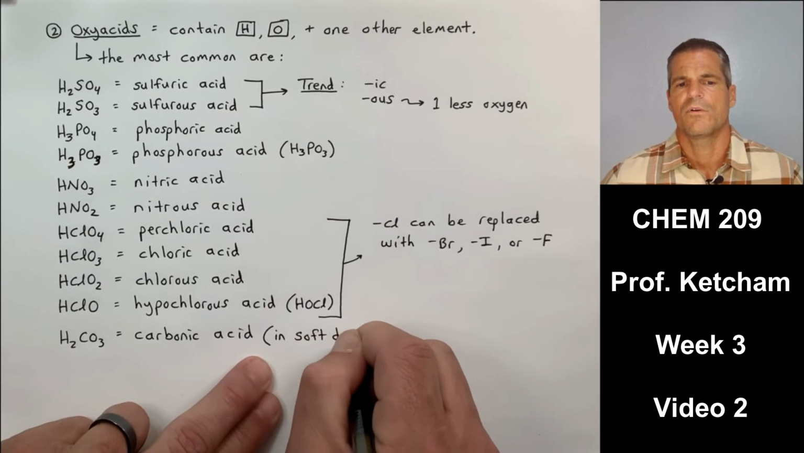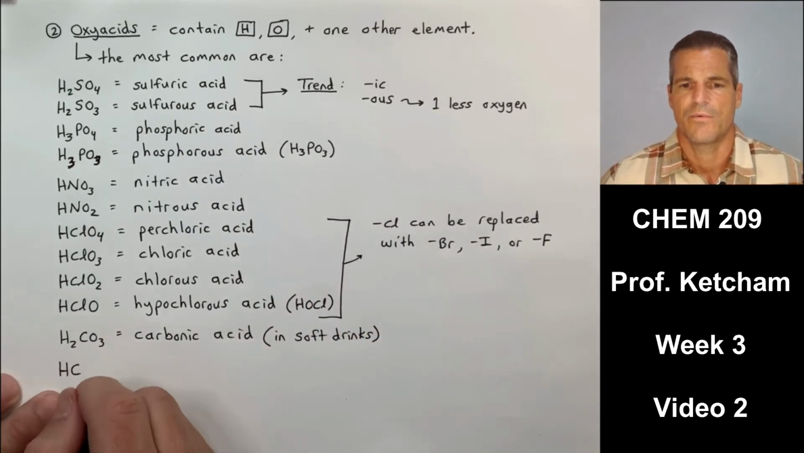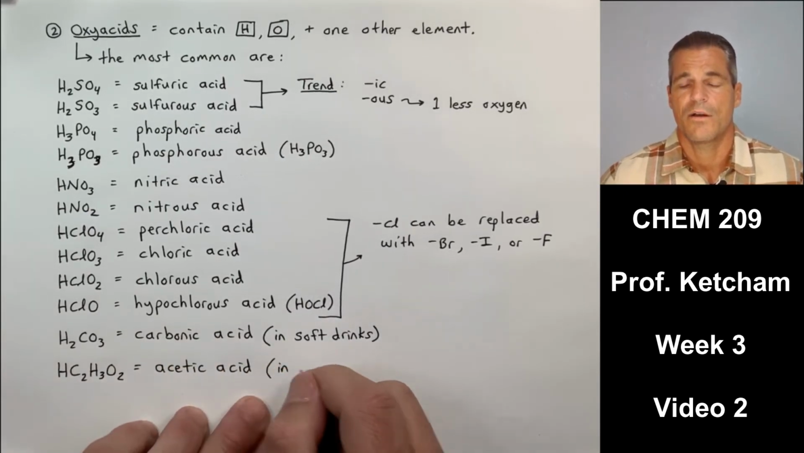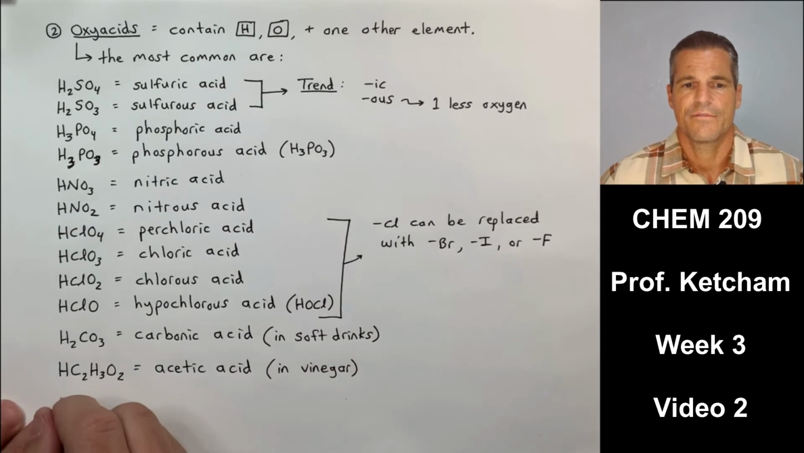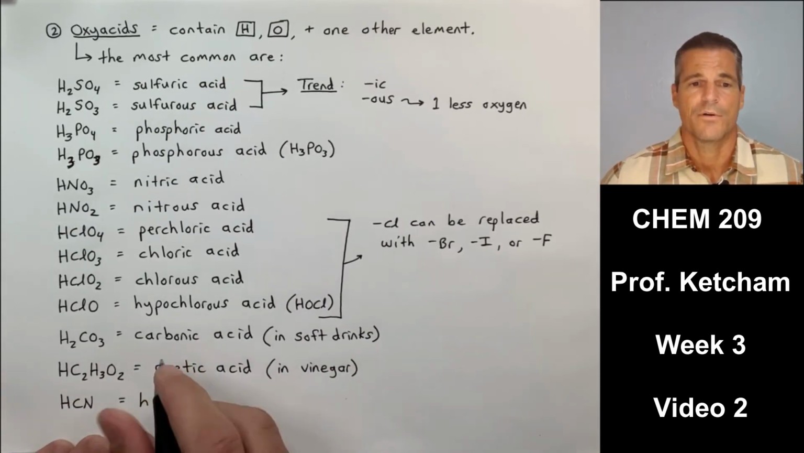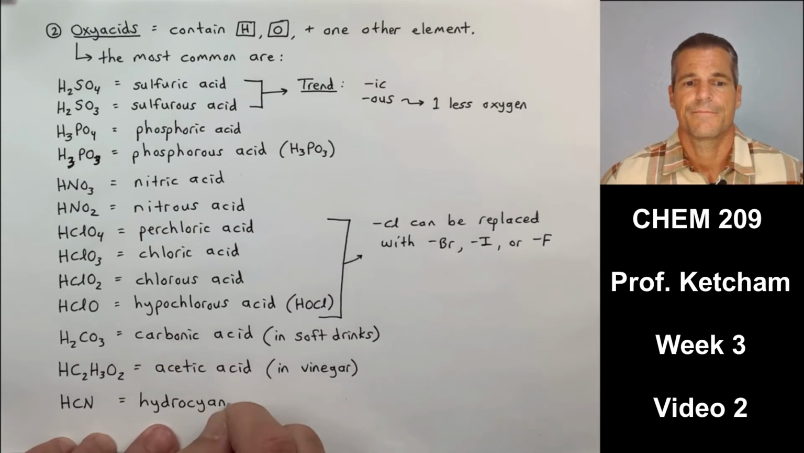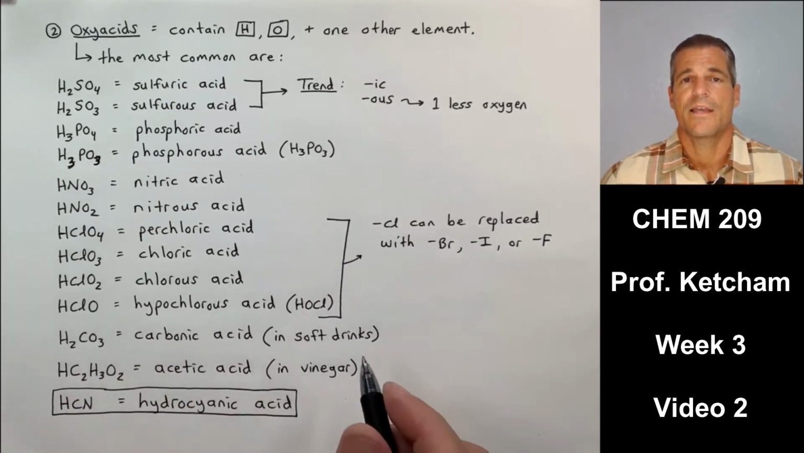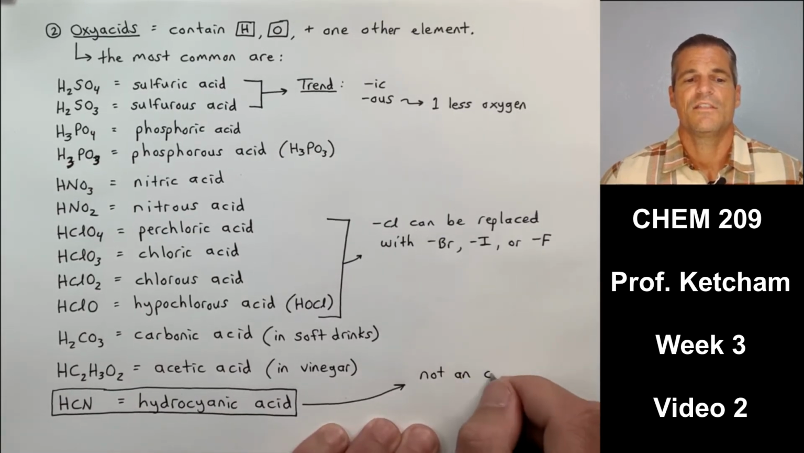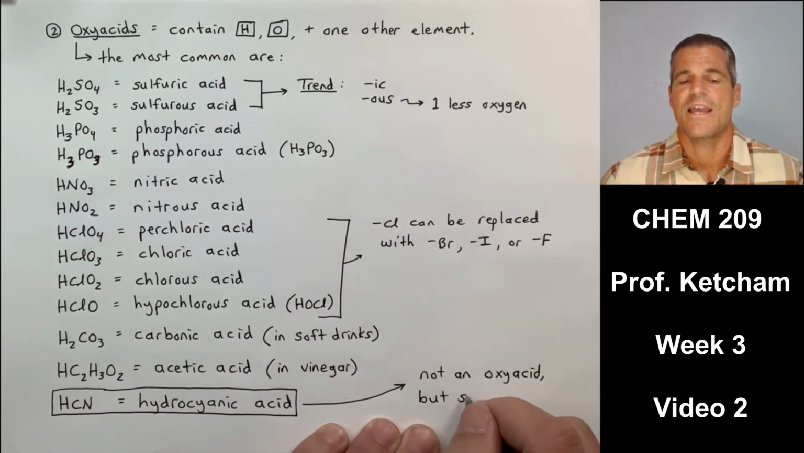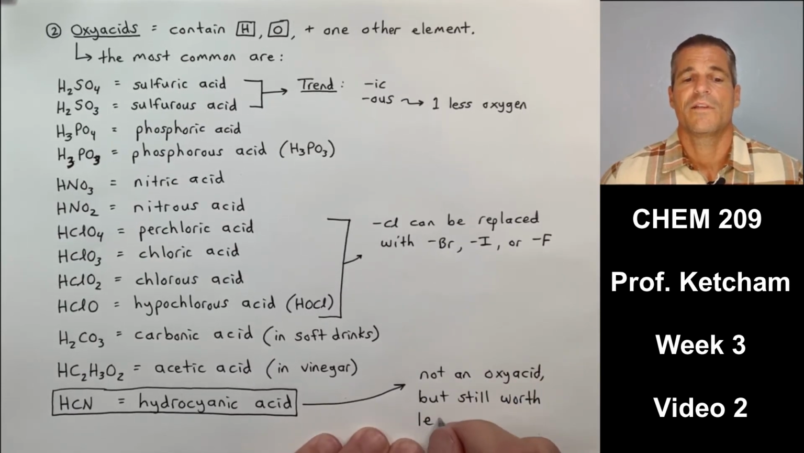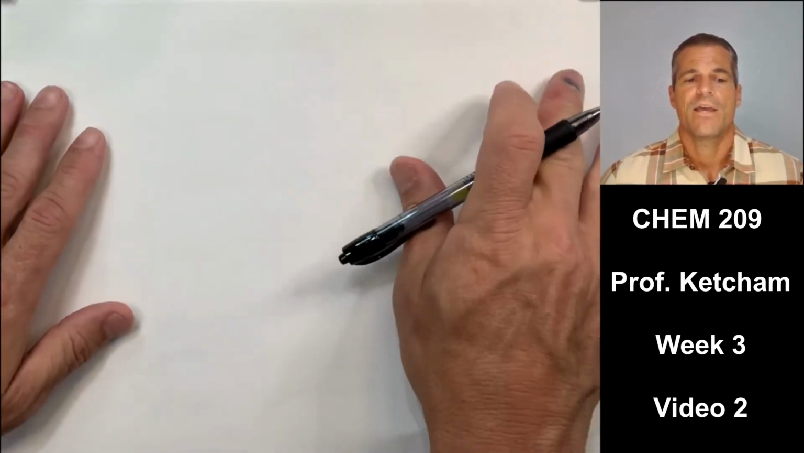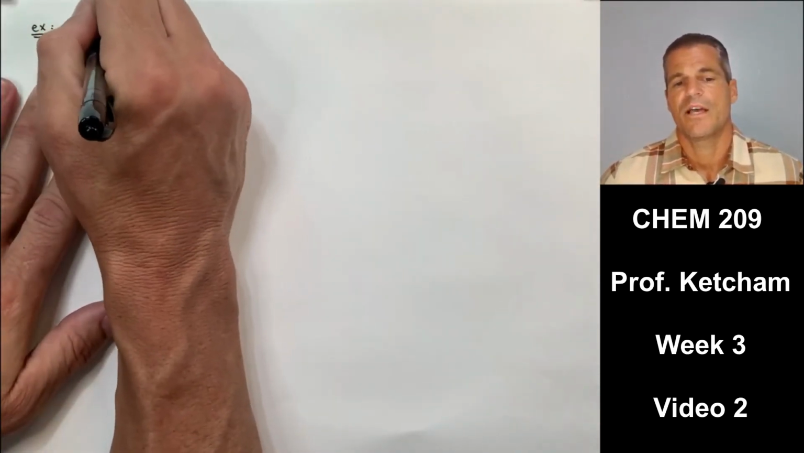Sometimes hypochlorous acid is written HOCl, by the way. Now that little foursome there, the Cl can be replaced with Br or I or F, and you get things like perbromic acid, periodic acid, etc. The last few, H2CO3, it's in soda pop, carbonic acid, and HC2H3O2, acetic acid. It's in vinegar. Sometimes it's written CH3COOH, by the way. Now HCN, I'm putting on here, it's hydrocyanic acid.